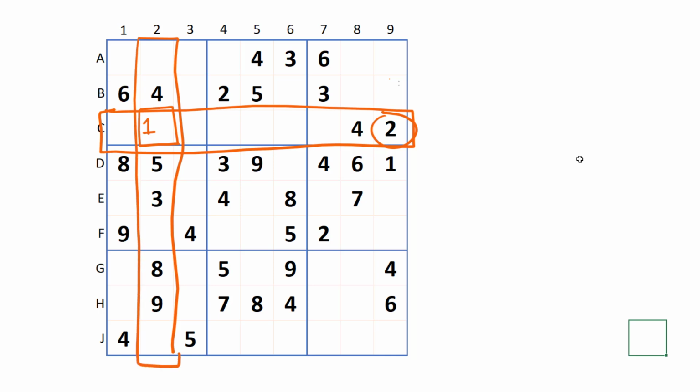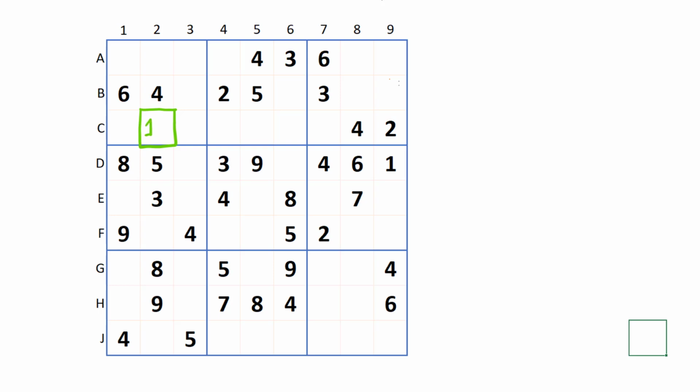In the same row as cell C2, the numbers 3, 4, and 5 already exist. The number 6 already exists in the box. The number 7 has not appeared. In the same column, the numbers 8 and 9 already exist.